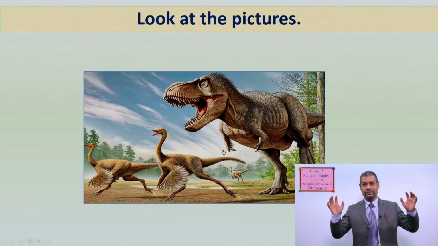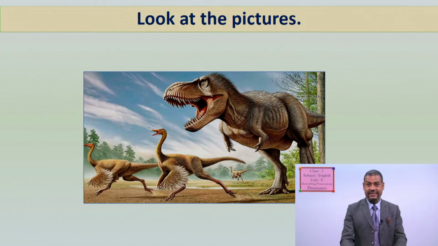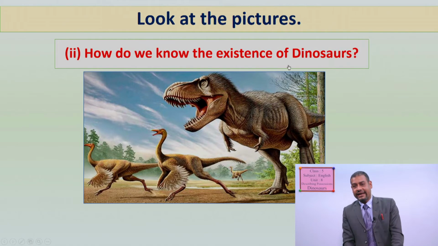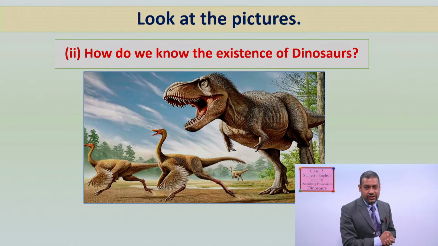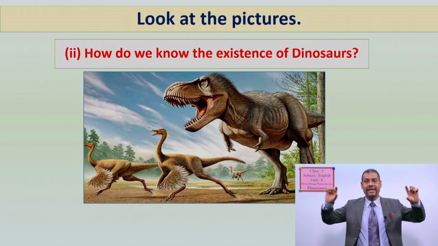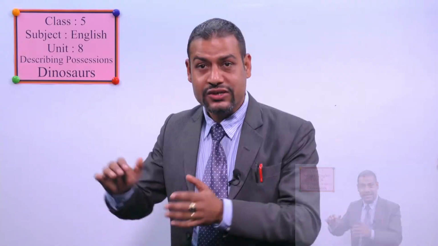See, wow, dangerous, eh? And strange. Have you ever seen this animal really? No. Have you seen it in the movie? Maybe. Have you seen it in a picture? Maybe. Have you watched it in a cartoon? Yes, you might have. So, how do we know the existence of dinosaurs? Yes, today we are going to learn about a huge animal, that is dinosaurs.